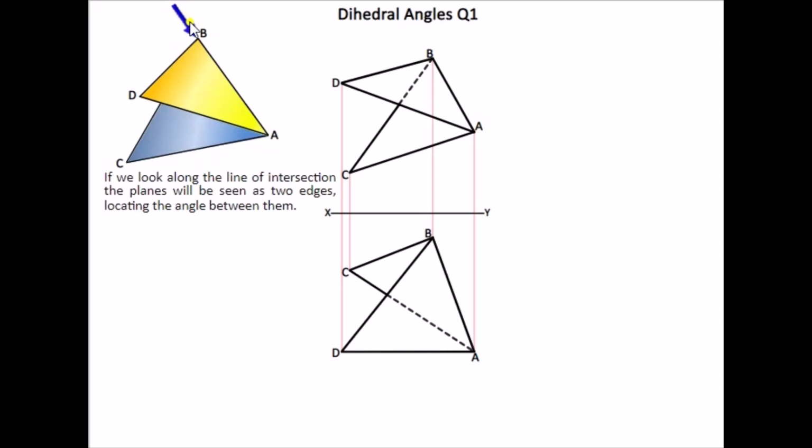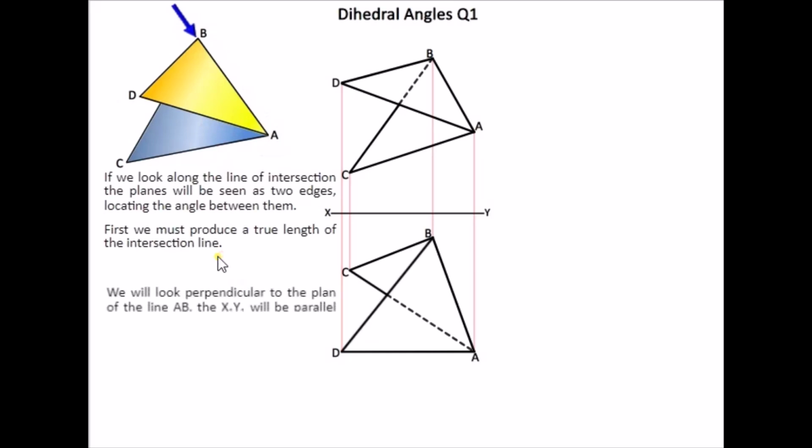So if we look here at the 3D graphic, we'll see arrow B, the arrow points towards B, as we're looking along the edge AB. If we look along that edge AB, which is common to both, we should be able to see the dihedral angle between them. So to do this, we need to find this common edge as a true length.